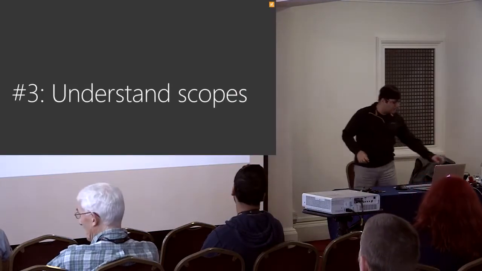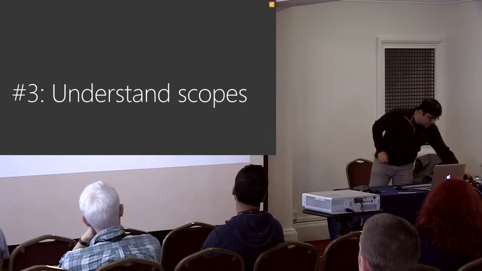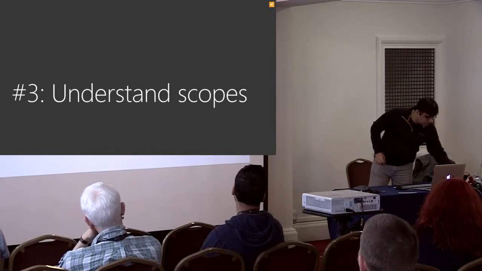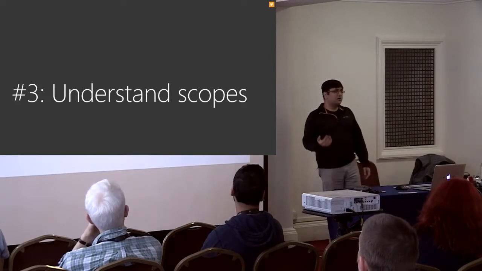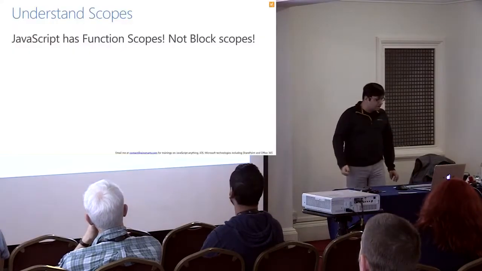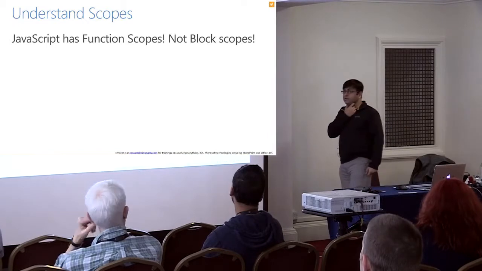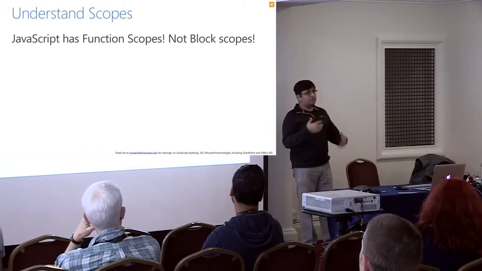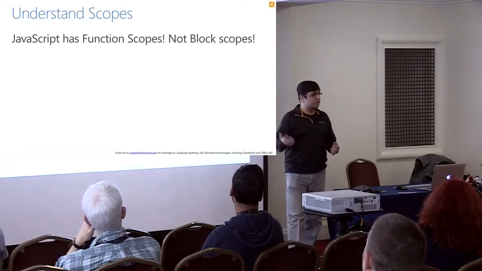Number 3, understanding scopes. If there was one topic that I would say is the most important in JavaScript, it is scopes. Because scopes are the number 1 source of errors, and also the number 1 source of power when it comes to expressing yourself in JavaScript. The most important thing to understand is that JavaScript has function scopes. It doesn't have block scopes. Most other high-level languages do, and a lot of people come into JavaScript with a background of C++, C#, Java, one of these languages.